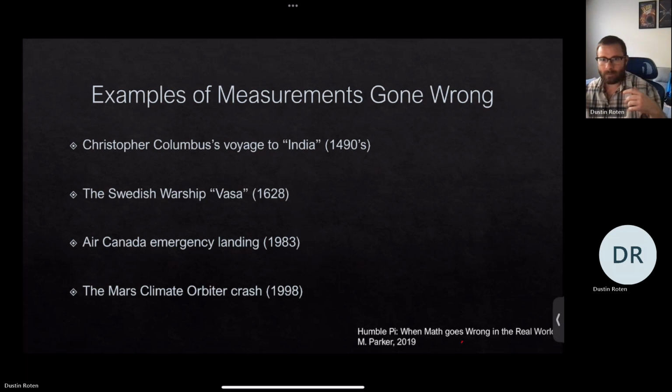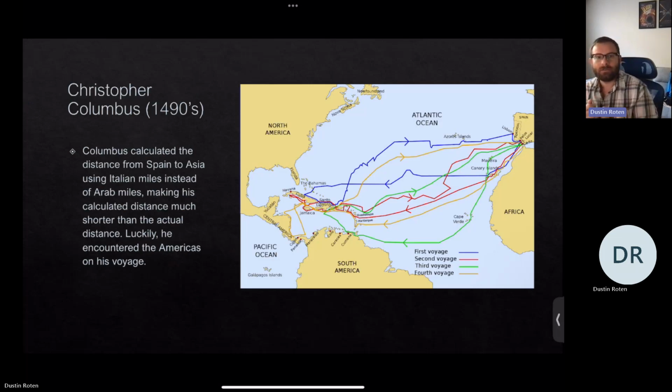So these are worth noting, and we'll talk about each one in a little bit of detail. As far as Christopher Columbus, his big issue is that he calculated the distance from Spain to Asia because he thought he was going to circumnavigate the world. He calculated it in Italian miles instead of Arab miles. So the distance he calculated was much shorter than what it was actually going to be. Luckily, he actually ran into North America. So had he not come over to the Americas, he would have been going much further than what he actually calculated. So it was a happy accident that he found the land that he did.